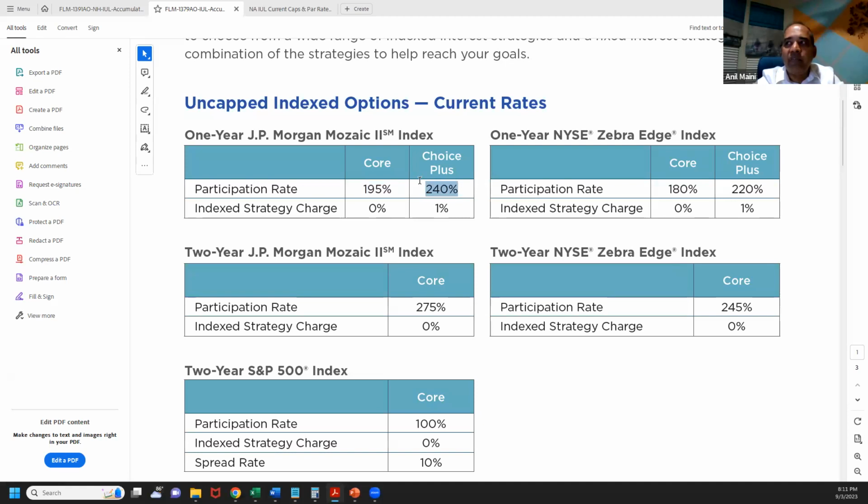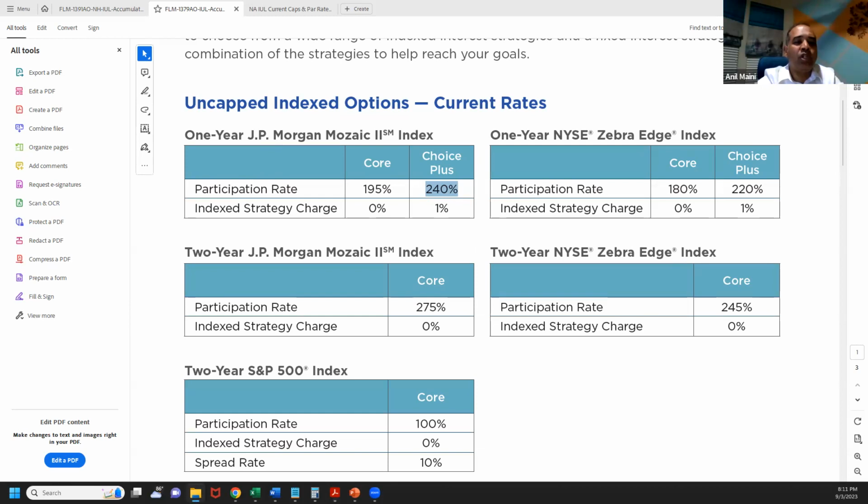Okay. So very few IUL are giving this choice of increasing the participation rate with a fee. And in annuities, we have seen that a lot, but in IUL, I think Nationwide is kind of the first one from our portfolio which is offering this fee-based increase in the participation rate. Okay. So these indexes are really good indexes.